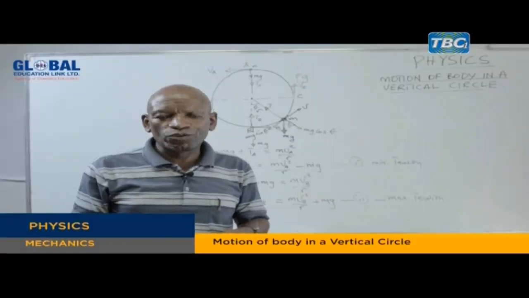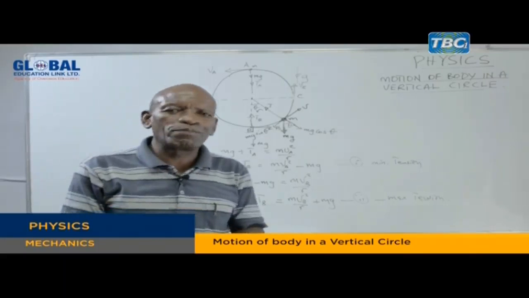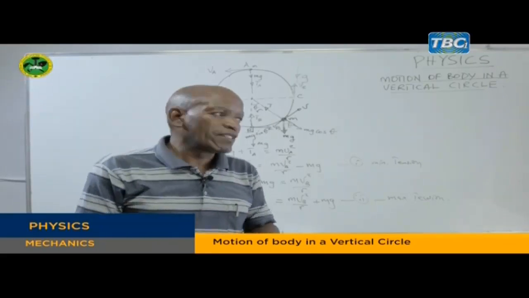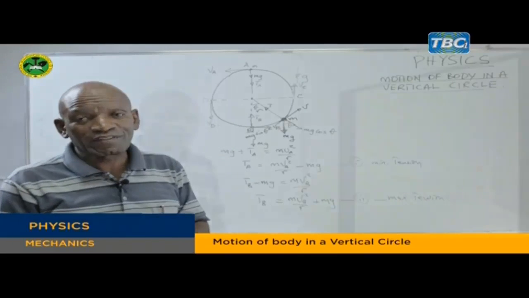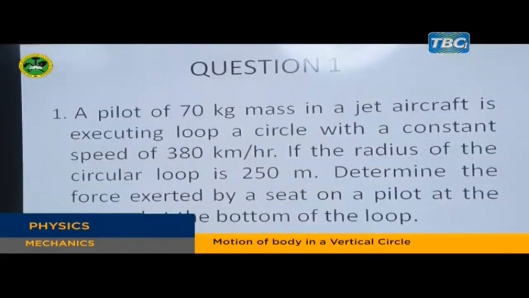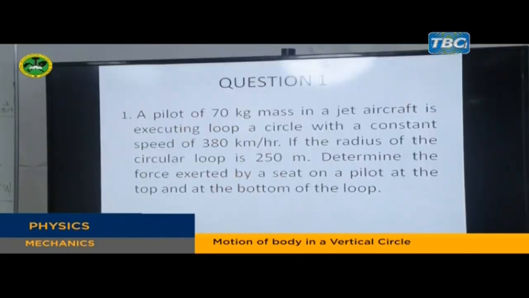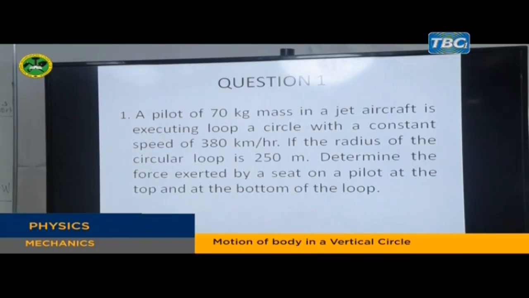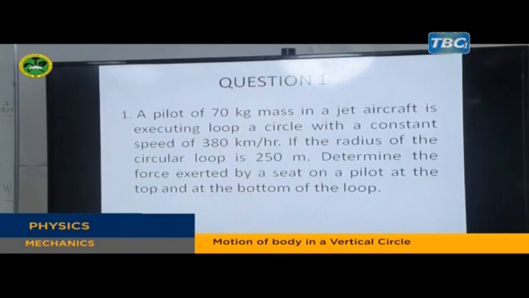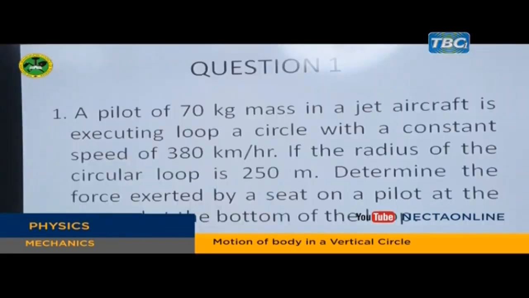Okay, let us look at the questions I have, and I hope it will help you go with me through those challenging areas. Our first question says that a pilot of 70 kilogram mass in a jet aircraft is executing a loop of a circle with a constant speed of 380 kilometers per hour. If the radius of the circular loop is 250 meters, determine the force exerted by the seat on the pilot at the top and at the bottom of the loop.